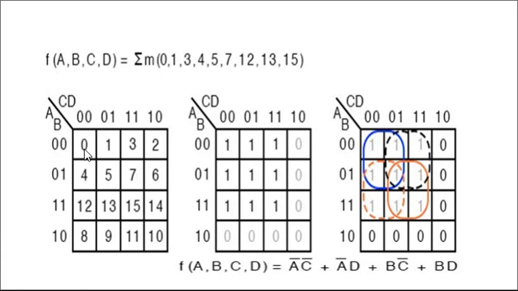All zeros means 0, then 0, 0, 0, 1. So A, B, C, D: A is the MSB and D is the LSB. That's why this number is 1. Then 0, 0, 1, 1 means its decimal equivalent is 3. So what is written in the respective cells? Their decimal equivalent.